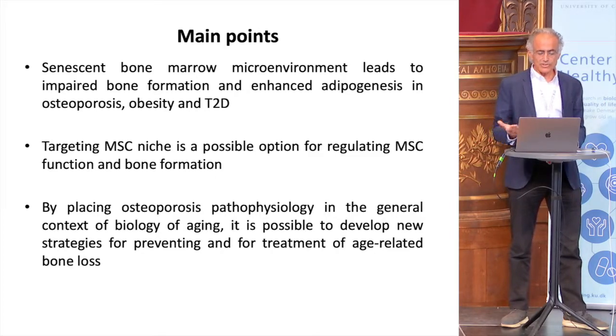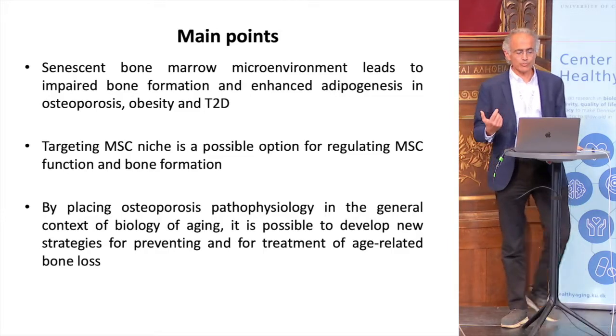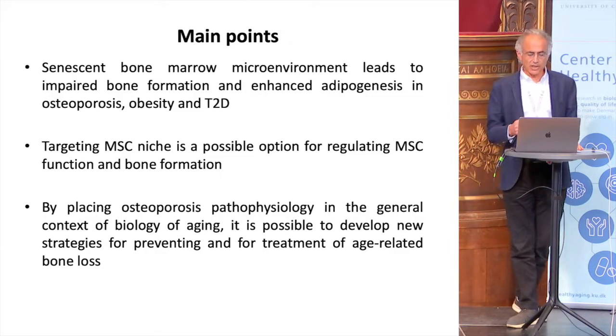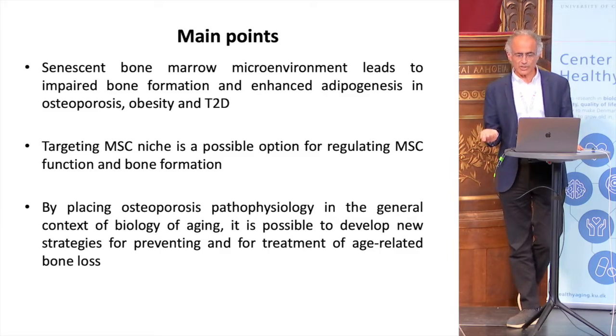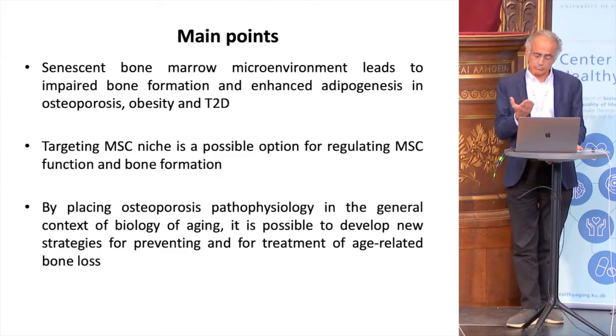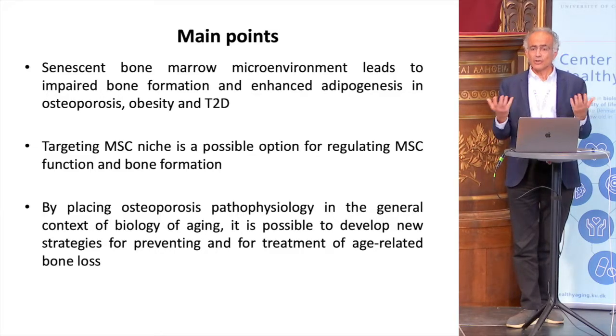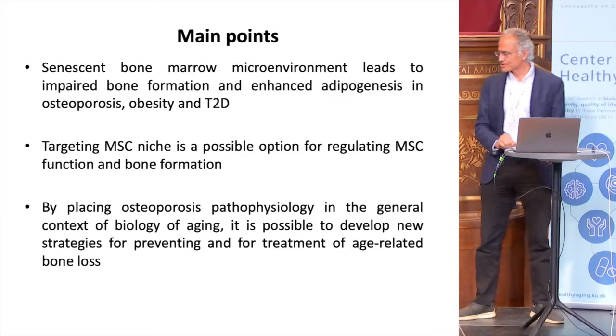So here is the main point. Senescent bone marrow microenvironments lead to impaired bone formation and enhanced adipogenesis in osteoporosis, obesity, and type 2 diabetes. And targeting skeletal stem cells or the bone stem cell niche is a possible option for regulating stem cell function and bone formation. Actually, this is what I also learned during this meeting: if we can place osteoporosis in the general context of the biology of aging, there are multiple targets that can be used in bone biology, and they can help in abolishing and treating age-related bone loss. So thank you very much.